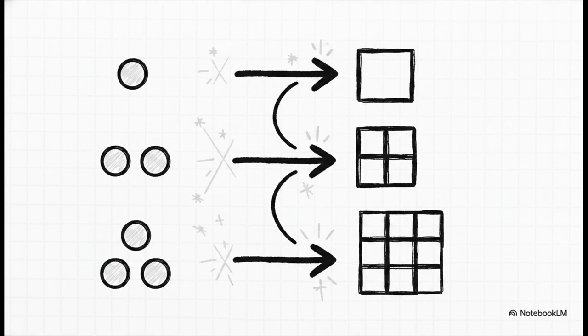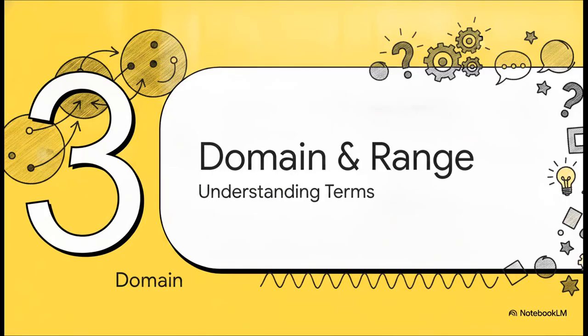1 squared is 1, so we keep the pair (1, 1). 2 squared is 4, so we keep (2, 4). And 3 squared is 9, so we hold on to (3, 9). All those other possible pairs from the Cartesian product, we just ignore them because they don't follow our specific rule. Moving on to Section 3, understanding domain and range.